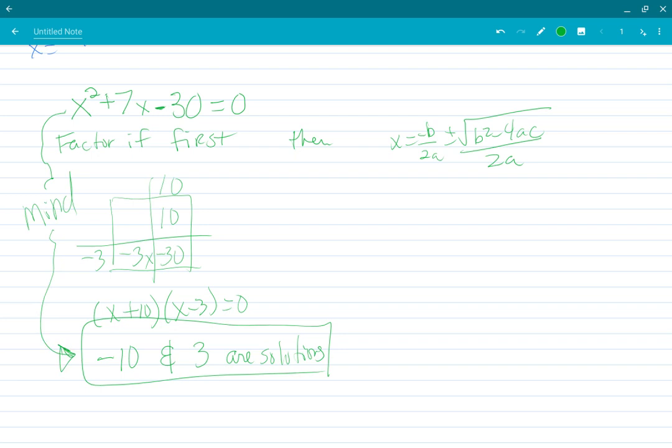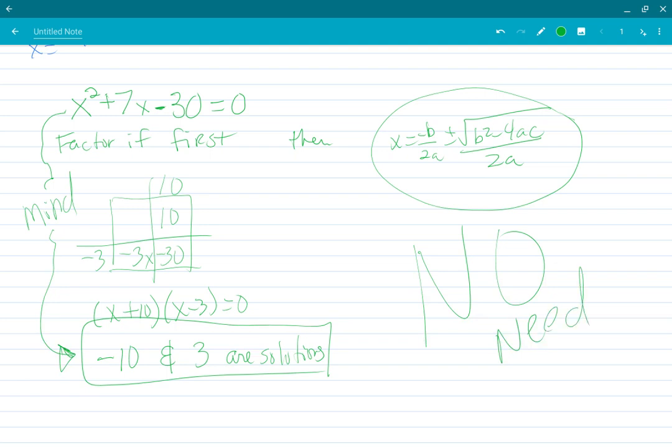Now, if you factored it quickly, would you even bother pulling out your sledgehammer? No. No need, right? Make sense? Yep. Okay. Is everybody okay with that? Notice how I didn't even finish my box because I know it's going to be x squared and x, right? I get a little lazy on that part.